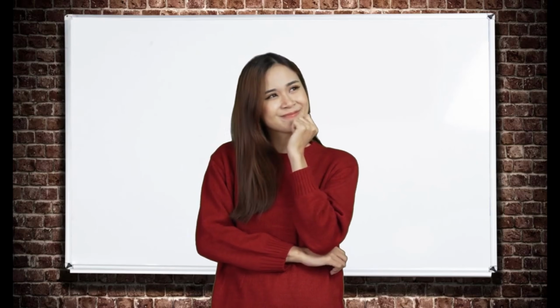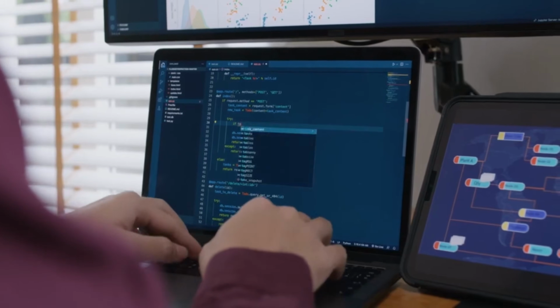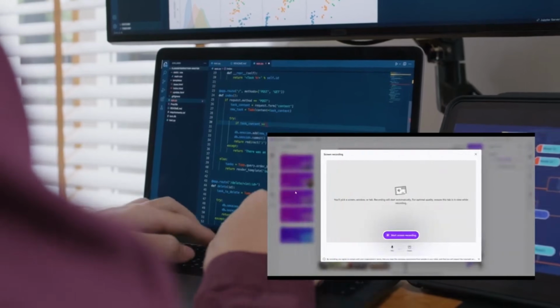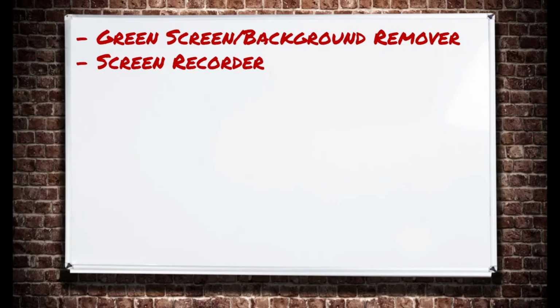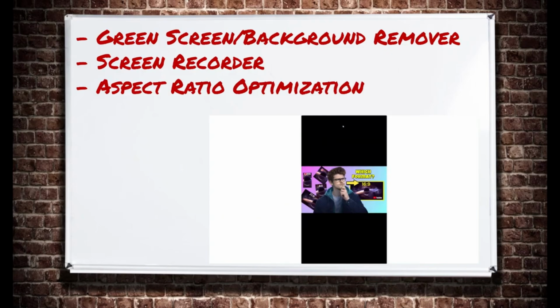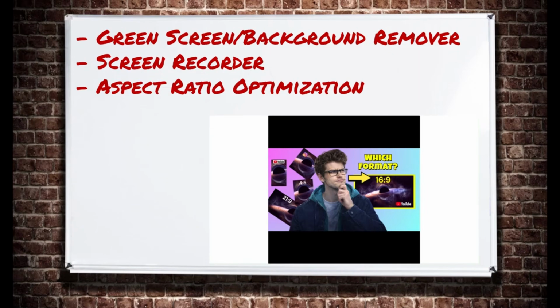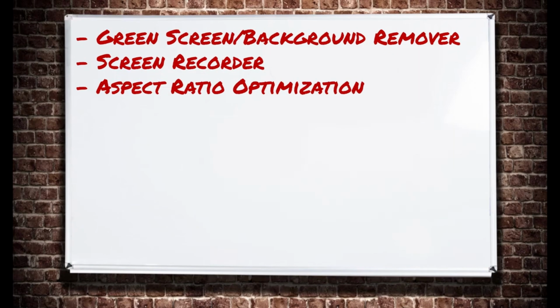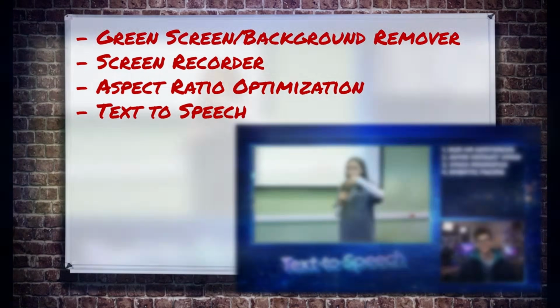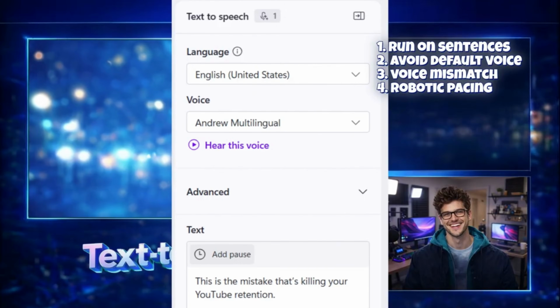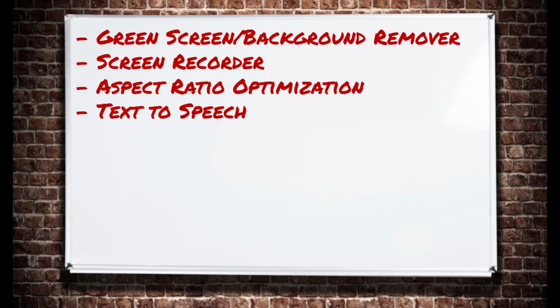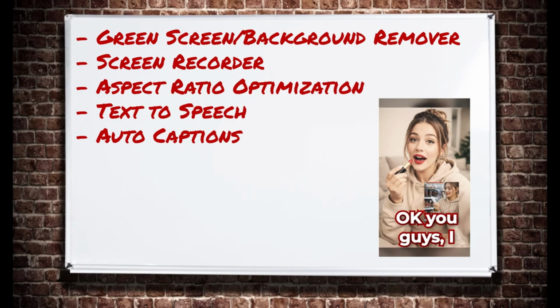Then we'll jump over to the tool that allows you to easily create tutorials and demos. Screen recorder. From it, we'll do a quick segue into how to select the proper aspect ratio for your content. Then comes the bread and butter of this segment, that's creating AI voiceovers using Clipchamp's text-to-speech. Then we'll wrap it up with the icing on the cake, how to add auto captions to your videos.